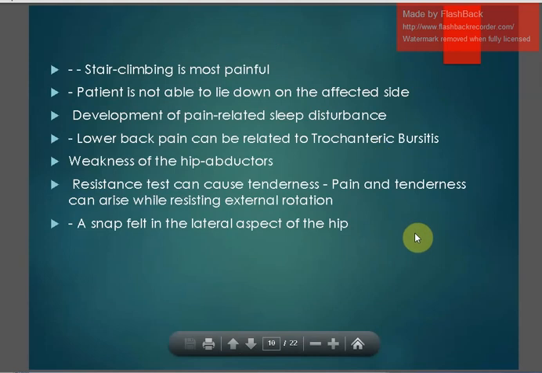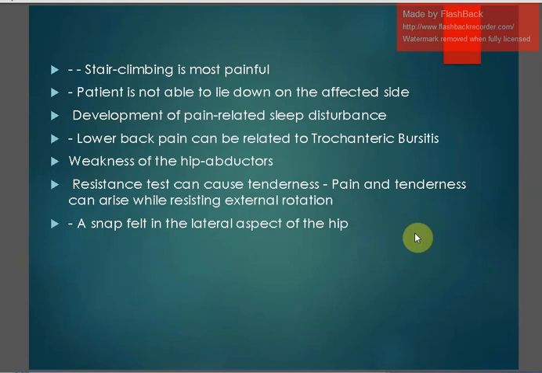Then stair climbing or climbing down is painful. The patient is not able to lie down on the affected side. Development of pain-related sleep disturbances is also seen. Lower back pain can be related to trochanteric bursitis, as I said, because of the related biomechanical alterations or because of the pain.